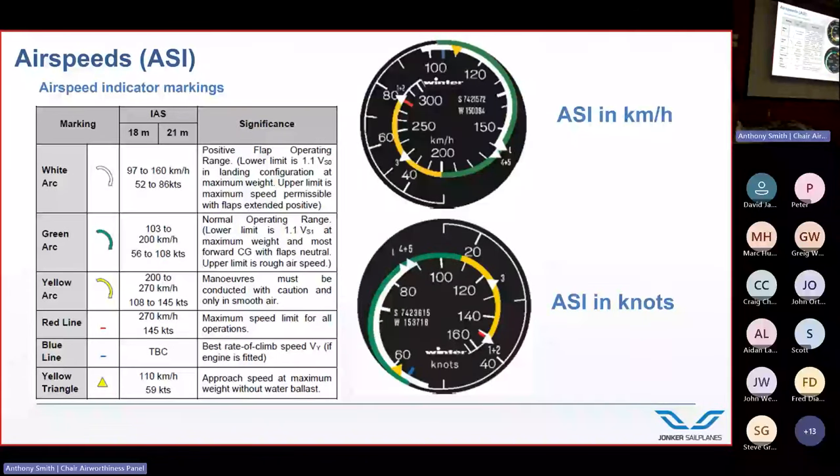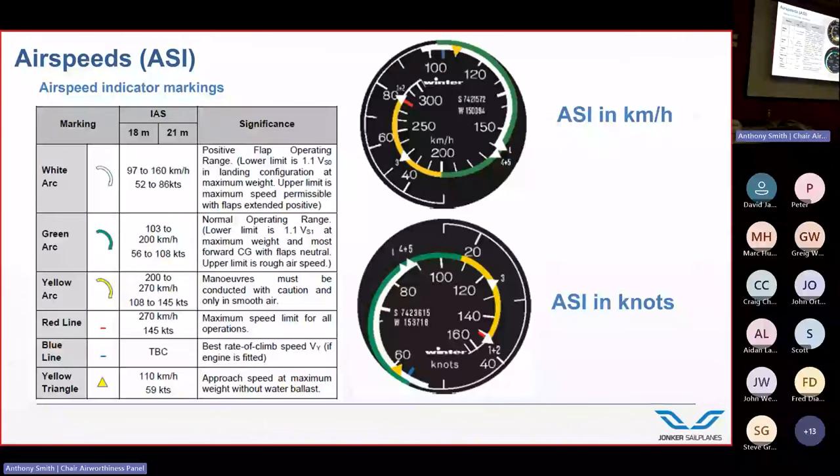Okay, let's first look at what the instrument is saying. I can't point on the screen, but if you look at the bottom of the arc, nothing happens until about 98 kilometers an hour, or if you look at the bottom scale, about 54 knots, 53 knots. And there the white arc starts.